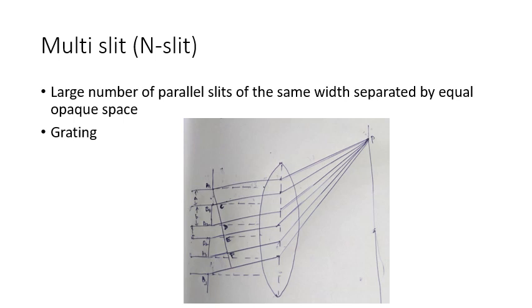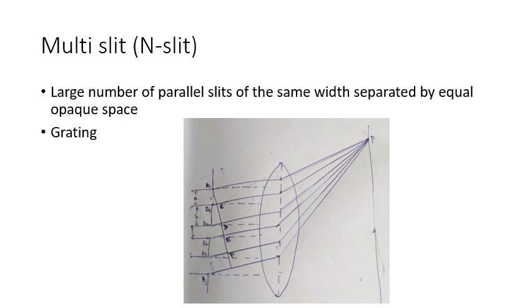It's nothing but a large number of parallel slits of the same width separated by equal opaque space. You can call these multislits a grating. So if you allow the light beams to pass through this slit, obviously we can see the diffraction pattern on the screen.